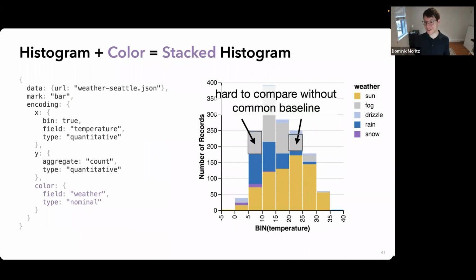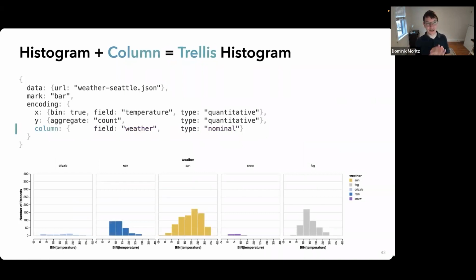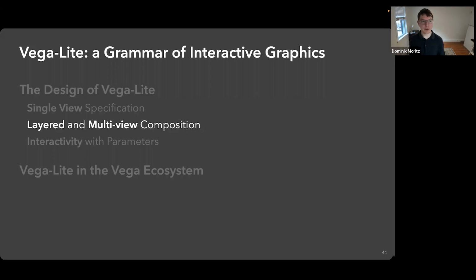And while this is already a good chart, it still makes it kind of hard to compare some of these bars because they don't share a common baseline. And so we can again convert this chart a little bit by making a small modification and switching from color to column. And that all of a sudden creates a trellis histogram. And I think this is where the power of the grammar of graphics comes in, where you make atomic modifications and you get a very different chart that lets you explore and analyze different aspects of the data. And so this is the first example of a layered or multi-view composition chart.